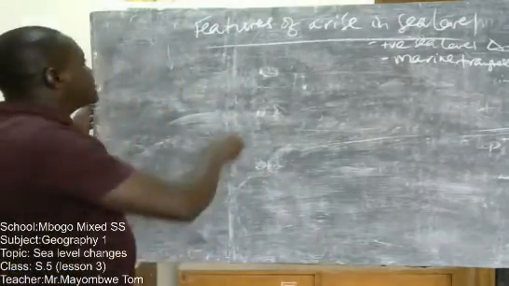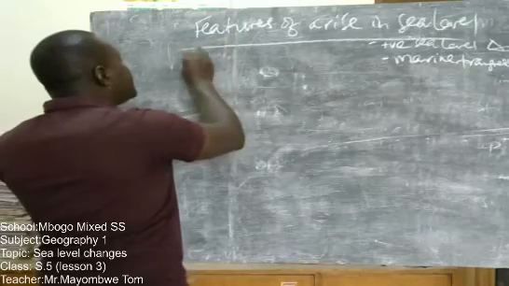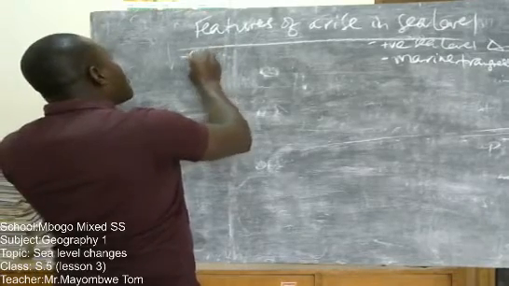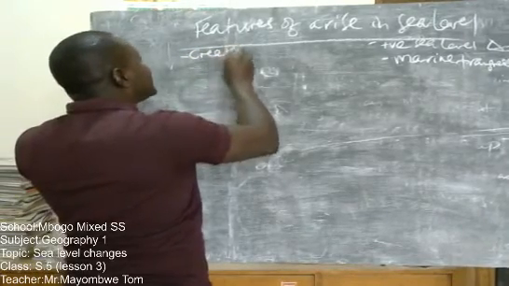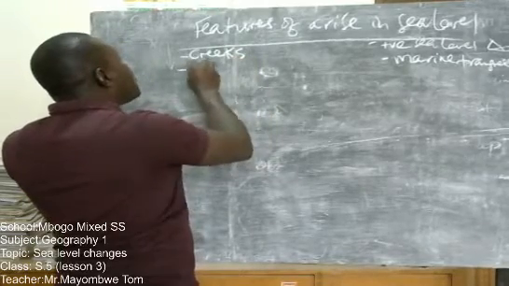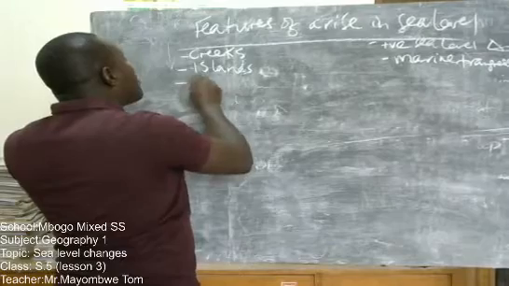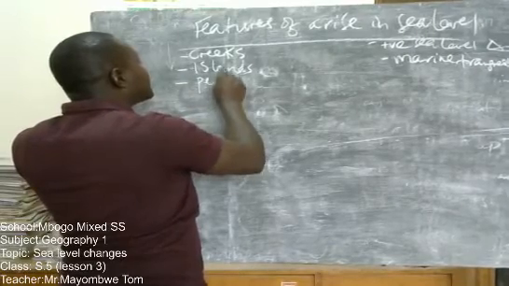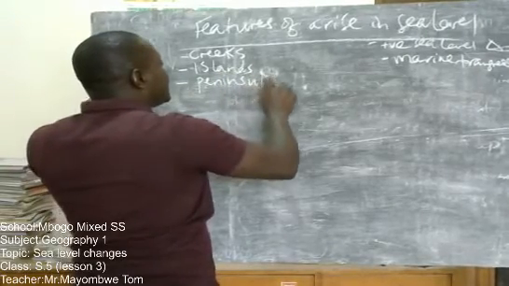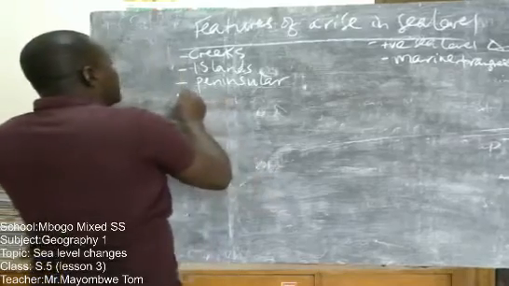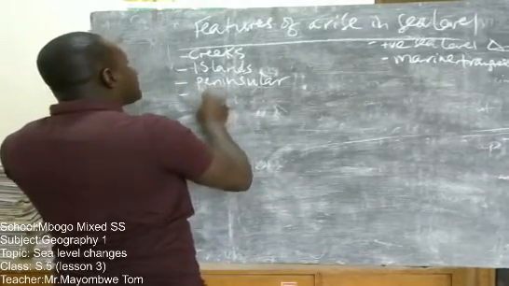So what are these features? These features, we have what we call creeks. We have what we call islands. We have what we call peninsula. We have what we call Dalmatian coast.